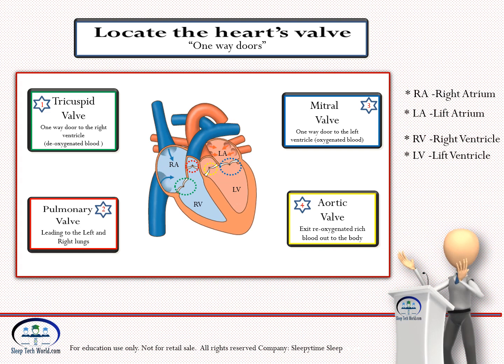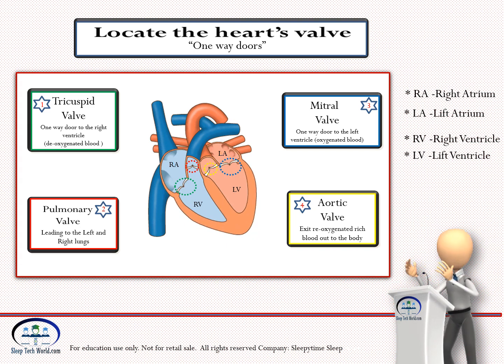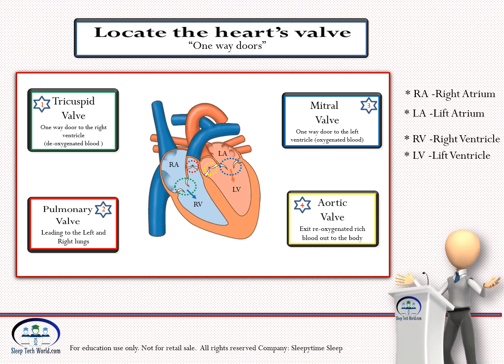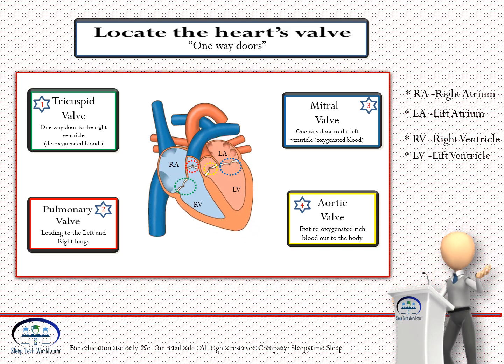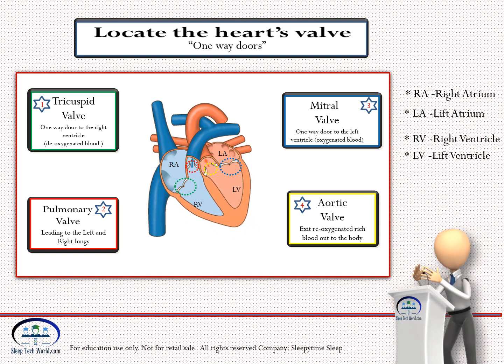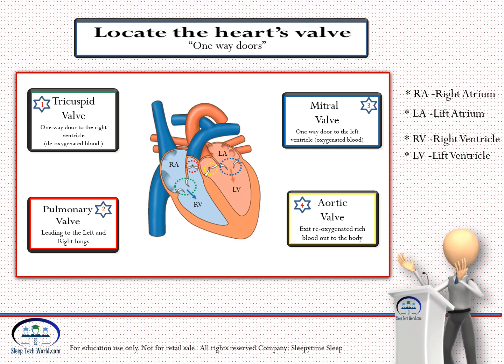Locate the heart's valves. In the heart, there are 4 valves that direct blood flow. Blood goes through each valve before entering or leaving each heart chamber. They open as the heart depolarizes or contracts, and close when the heart repolarizes or relaxes. In short, each valve works like a one-way door. Each valve's job is to prevent blood from re-entering the heart's chambers.